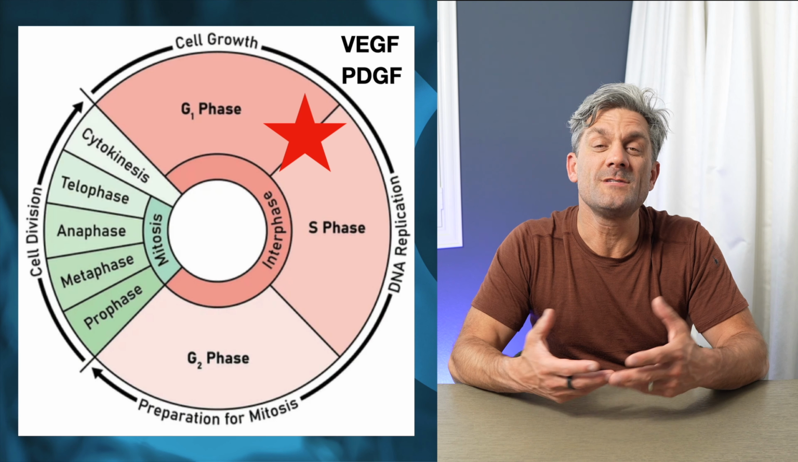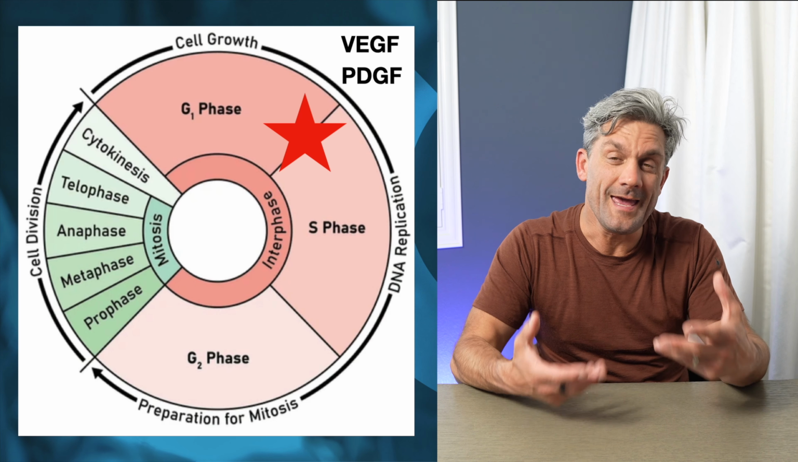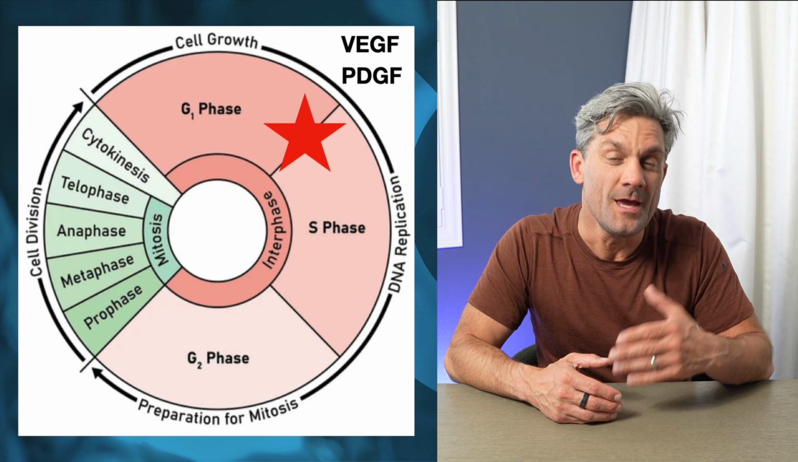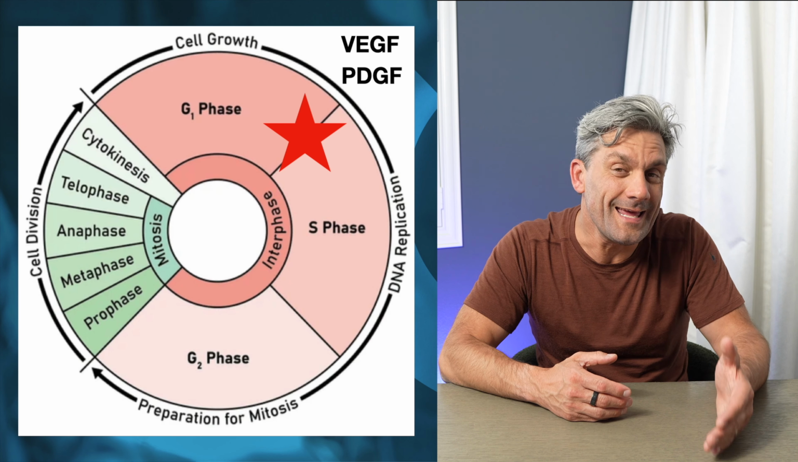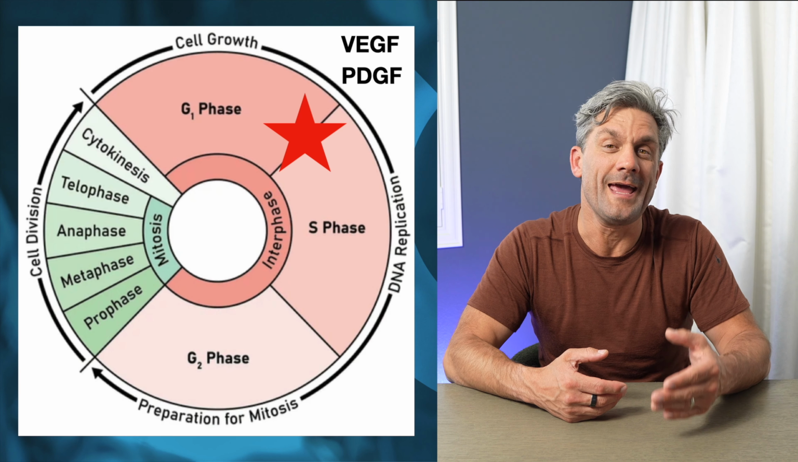What if we asked ourselves, is there anything that can promote a cell to go from G1 to S? Well, yeah, we have growth factors. So vascular endothelial growth factor. We see this after injury with capillary growth. Also platelet-derived growth factor. That can push cells from G1 to S phase.